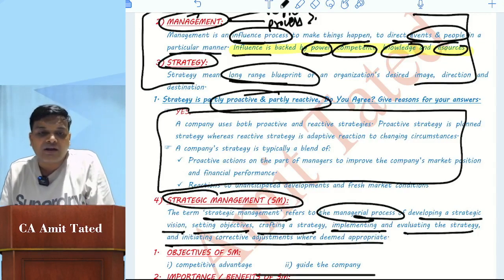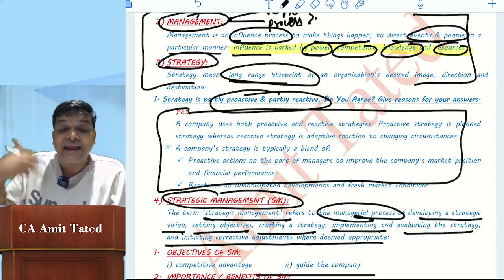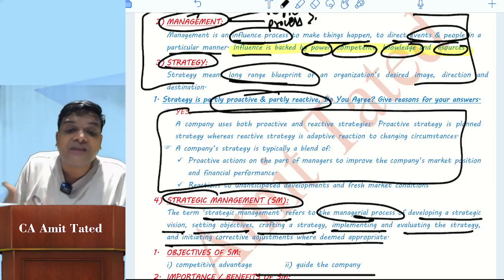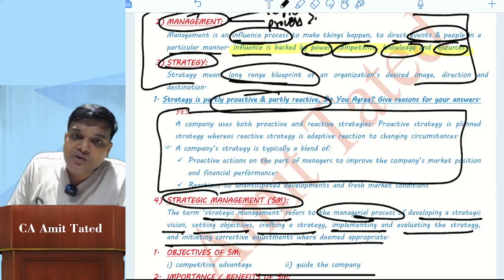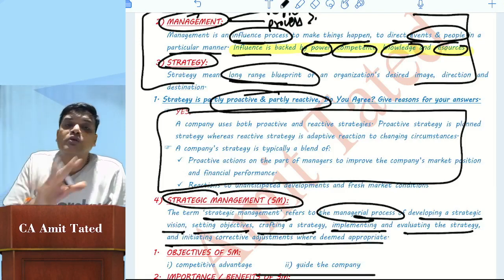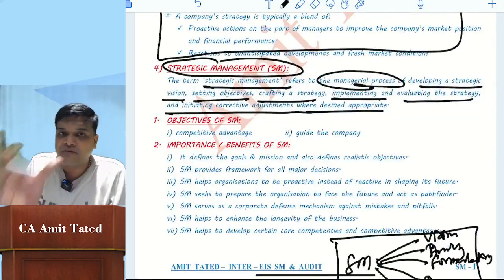I do think you're getting this concept. So proactive means what? Based on the environment, I am planning and defining my strategy. And what is reactive? If the environment changes, I am modifying my strategy. That is called reactive. Which is the best one? If I ask you proactive, but the best is always a blend of proactive and reactive. This is something you need to understand. I do think you are very clear with this point.